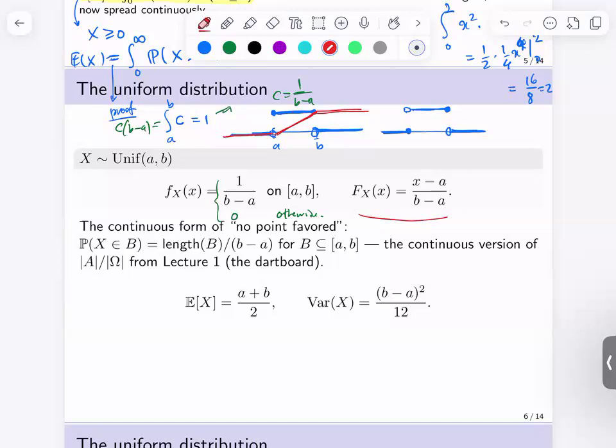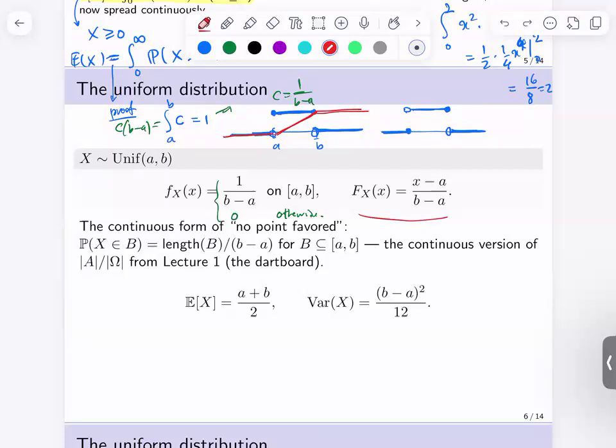This is the equivalent of the uniform model that we discussed in the discrete case. Remember, in the discrete case, the uniform model would put the same probability on all the outcomes of a finite space, and so the probability of an event would be the cardinality of that set A divided by the total number of outcomes. This is the equivalent for a continuous distribution. The probability of X belonging to any set would be the length, because you're going to integrate something constant.